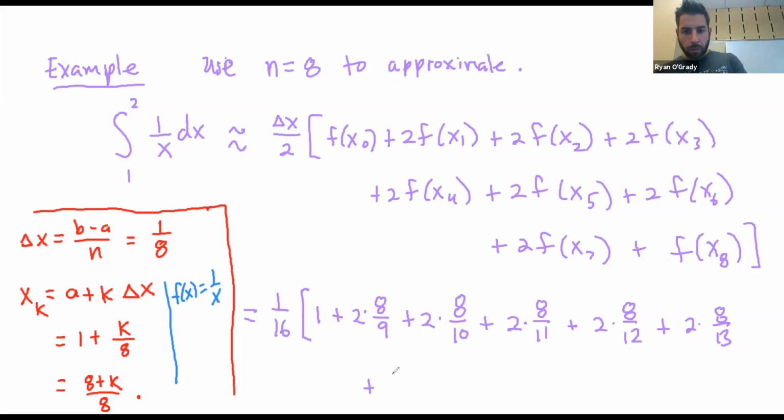So I have a couple more of these I have to do. Oh, change colors here. So this is 2 times 8 over 14, and then plus 2 times 8 over 15. And then lastly, you get a 1, and then it's just 8 over 16. That's the last guy. Now, of course, you can do all this in a calculator, and that's what I'm going to do.